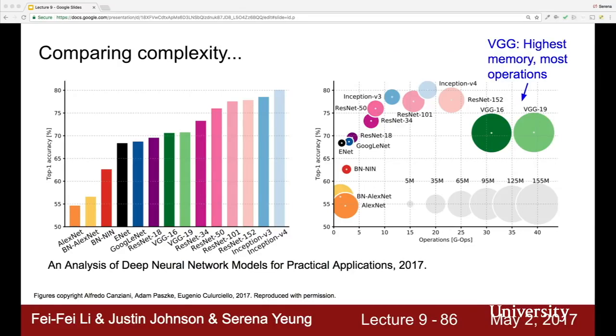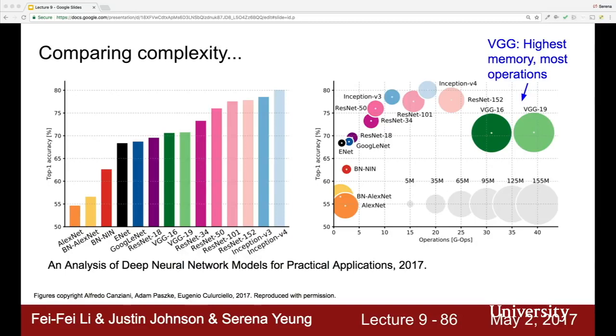And if we look on the right at these plots of their computational complexity, here the y-axis is your top 1 accuracy, so higher is better. The x-axis is your operations, and so the more to the right, the more ops you're doing, the more computationally expensive. And then the circle is your memory usage. The gray circles are reference here, but the bigger the circle, the more memory usage.